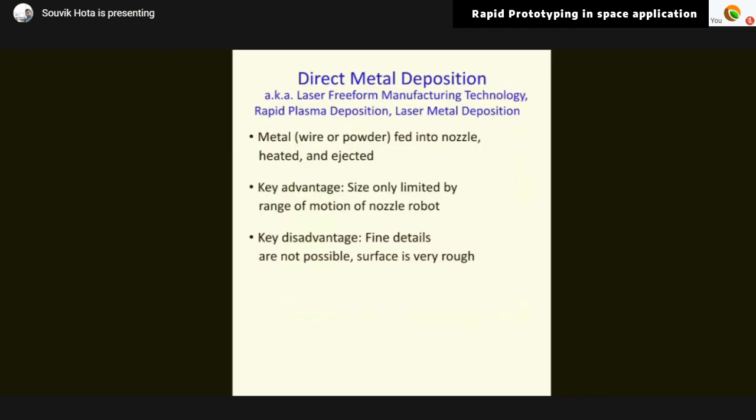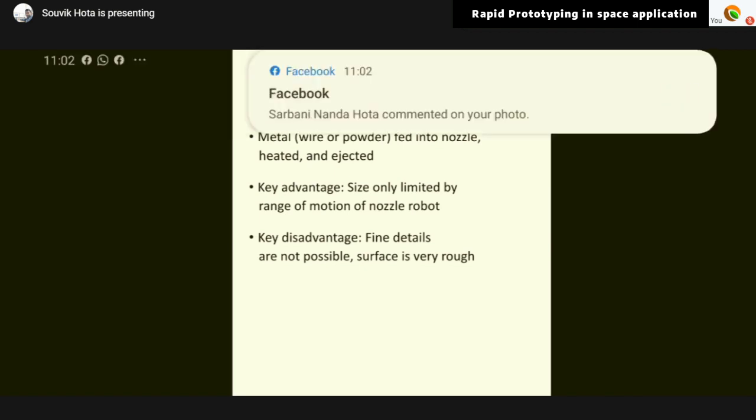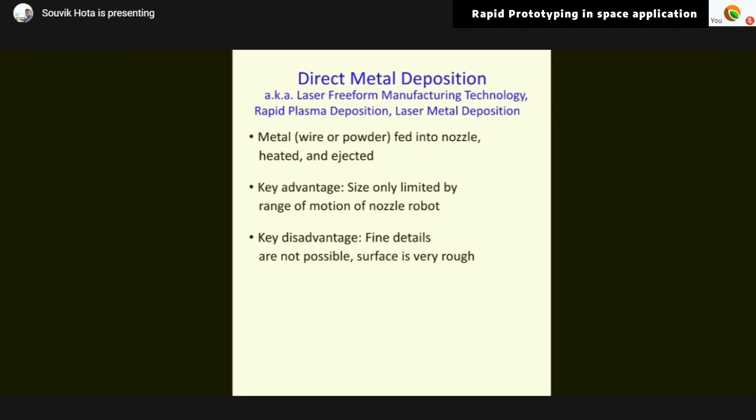Now moving to the next process, the direct metal deposition process. In direct metal deposition, the laser beam and the powder spray are focused and scan the substrate to deposit the metal. It has some key advantages, like the size being limited only by the range of motion of the nozzle of the robot. The disadvantages are that fine details are not possible, so the produced part has a rough surface.